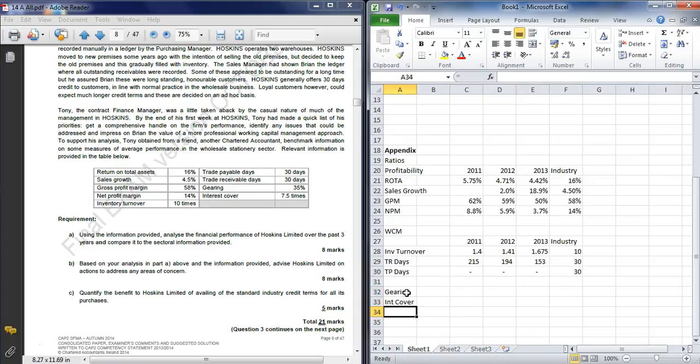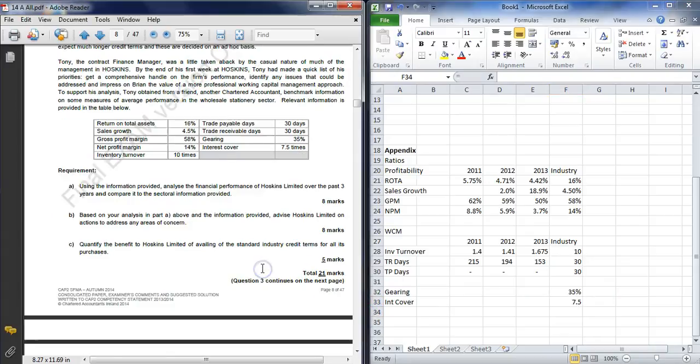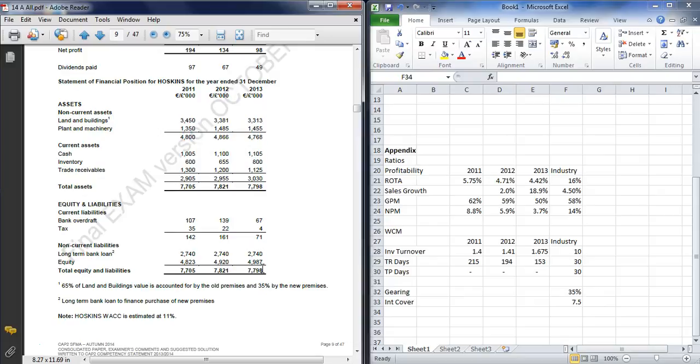The final one then is your gearing and your interest cover. This is really looking around the debt position. The average gearing is 35% for the industry and 7.5 times interest cover. So gearing in terms of Hoskins, we know they have one long-term debt. So the gearing ratio is 2740 divided by 2740 plus your equity, which is 4823. So it's debt over debt plus equity.